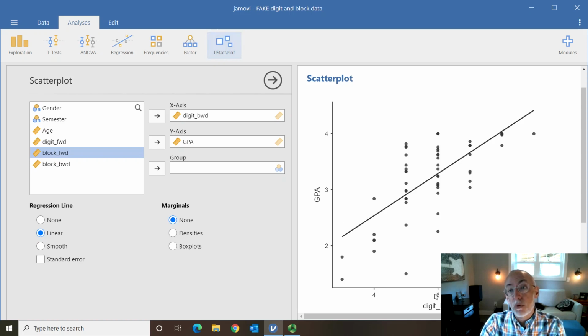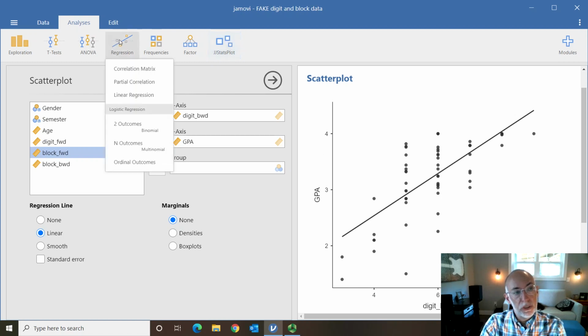If somebody scored a backward digit span of 6, on average, people with a backward digit span of 6 have a GPA of a little above 3. If somebody had a backward digit span of 8, they tended on average to have a GPA of 4. We can eyeball this off the graph, or we can use the regression equation to do this for us. It plots the slope and the intercept.